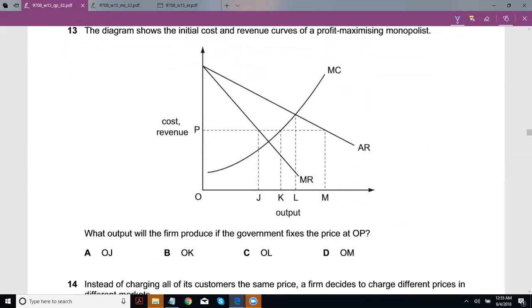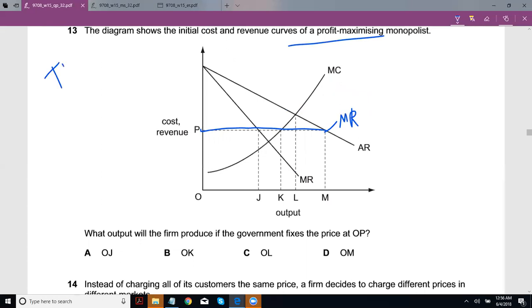Okay, so 13, the diagram shows the initial cost and revenue curves of a profit maximizing monopolist. So what output will the firm produce if the government fixes the price at OP? So this is your price. And remember, now this is your new MR curve because what's price? If you have a fixed price, if you get an additional price for a particular quantity, that is literally the amount you're adding to total revenue.